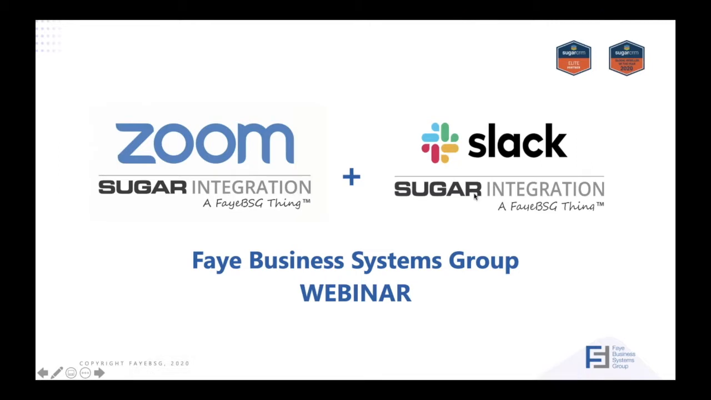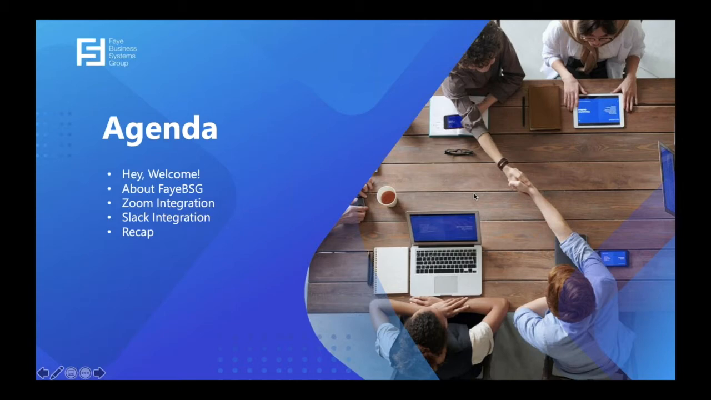In terms of the agenda for today's call, we do have 30 minutes blocked off. We probably only need about 15 to 20 to walk through some of these items. But we'll give you some background on Fay Business Systems Group, why we think we have the right to give you a webinar today. Then I'll walk through the Zoom integration, talk through some of the features of that and the benefits of it, as well as the Slack integration. And we'll look at a live demo of the Slack integration as well.